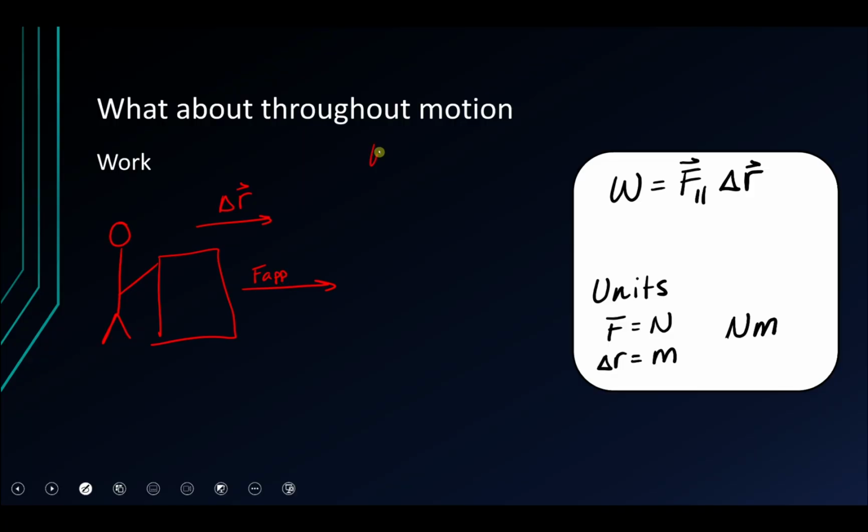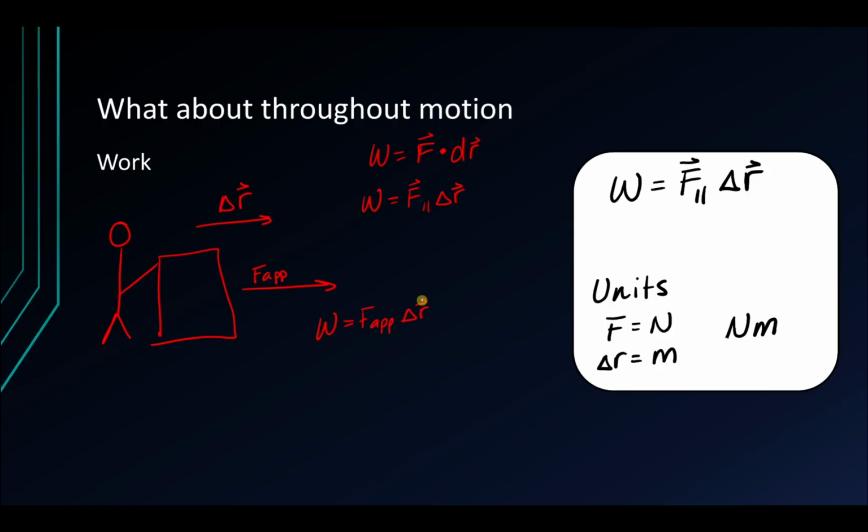So technically, the definition of work is equal to the force dotted into the change in position of this object. But in an algebra-based physics, we define work as the force parallel to the direction of motion times the change in position, right? So in this situation, our force is applied fully in the direction of motion, so work would be equal to the force applied times this change in the position of the object. So this is our definition of work. And work has units of newtons times meters.